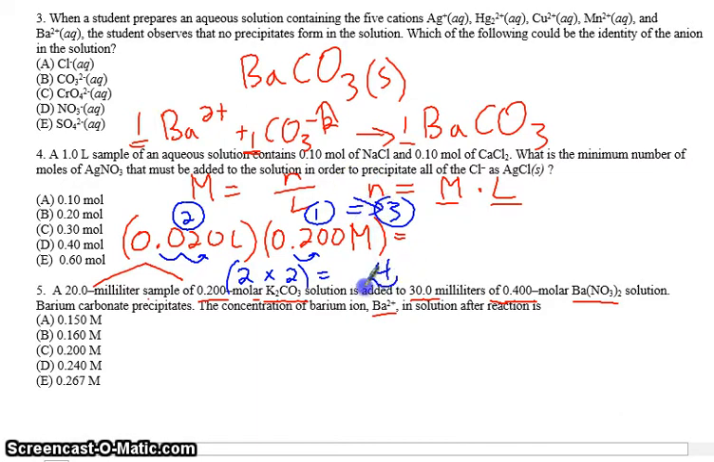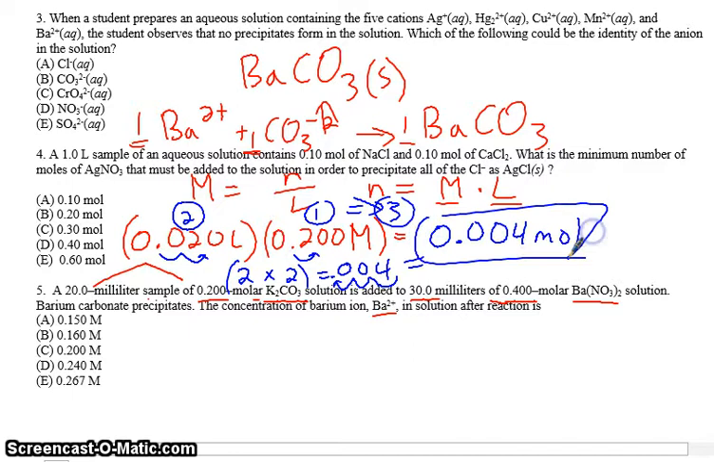So watch this. 1, 2, 3. Put the zeros in, and your answer here is 0.004 moles. Hopefully you saw how I did that. This is a math trick that will get you the answer quicker. So we have 0.004 moles of potassium carbonate.